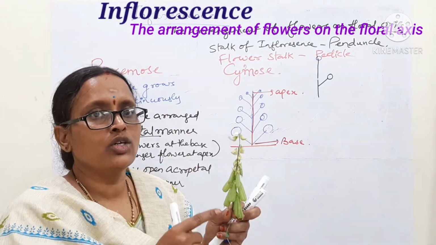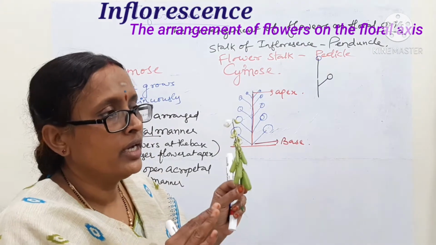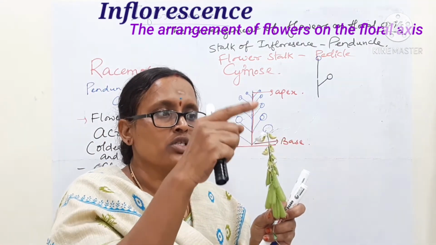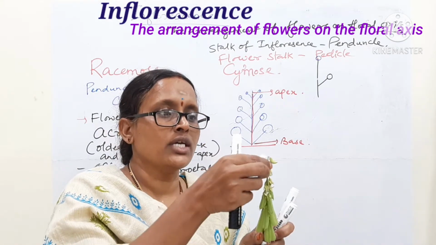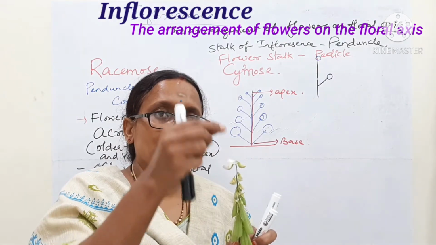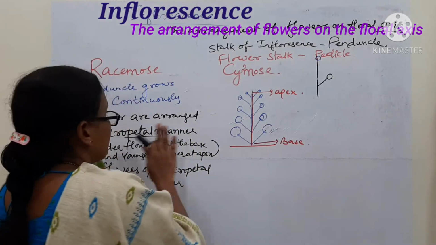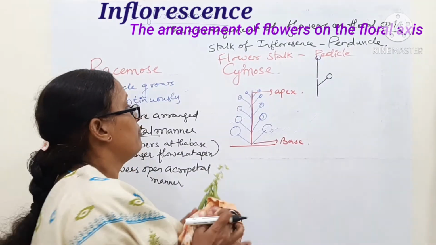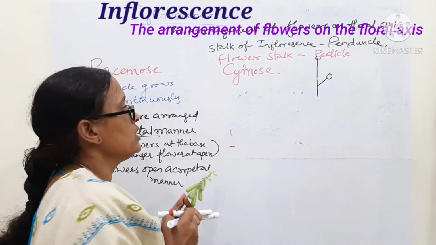In racemose, just by observing the inflorescence axis, if it grows continuously, then the inflorescence is racemose. If the growth ends with the flower, that is cymose. This is the main difference. In the cymose inflorescence, the peduncle growth is definite, meaning the growth is stopped.